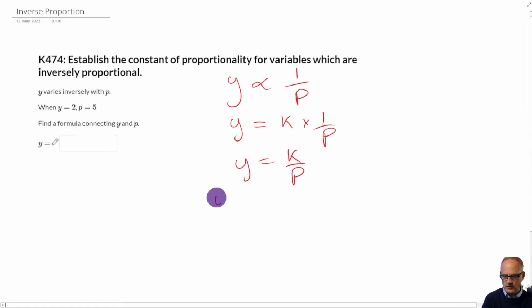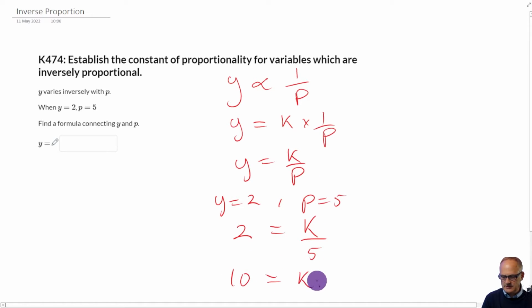So I'm told that y equals 2 when p equals 5. So let's put those values in. So y equals 2, put it in there. We're trying to find k, the constant of proportionality, and p equals 5, so put that in there. And that tells us that k is equal to 10. So in this expression, k must equal 10. And we finish this question when we say that y equals 10 over p. That's my formula connecting y and p.